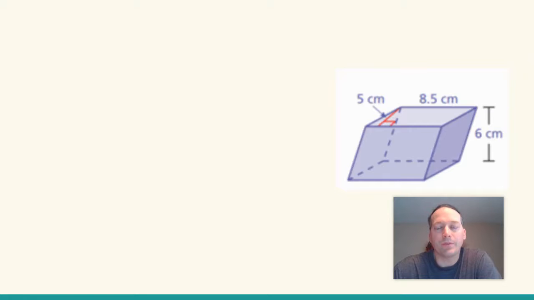Now let's look at this one. So what do we have? We have a parallelogram as the base, and then we do have a height. Now it looks slanted. That's fine because that's a parallelogram, but we still have the same height here. They gave it to us as 6 centimeters.